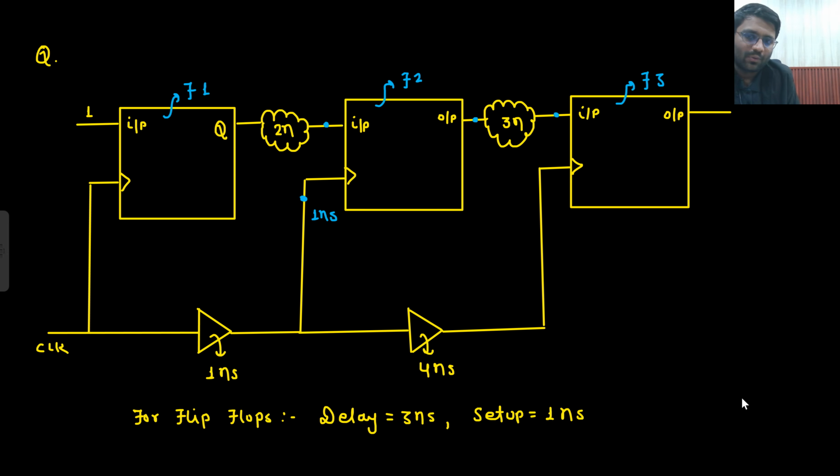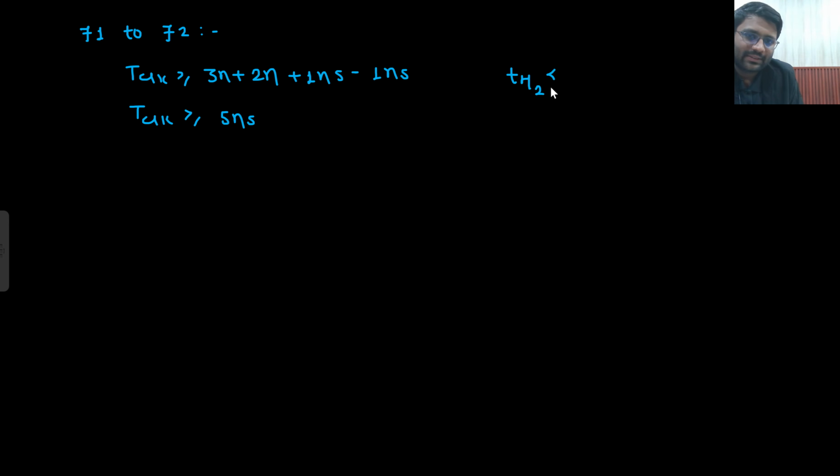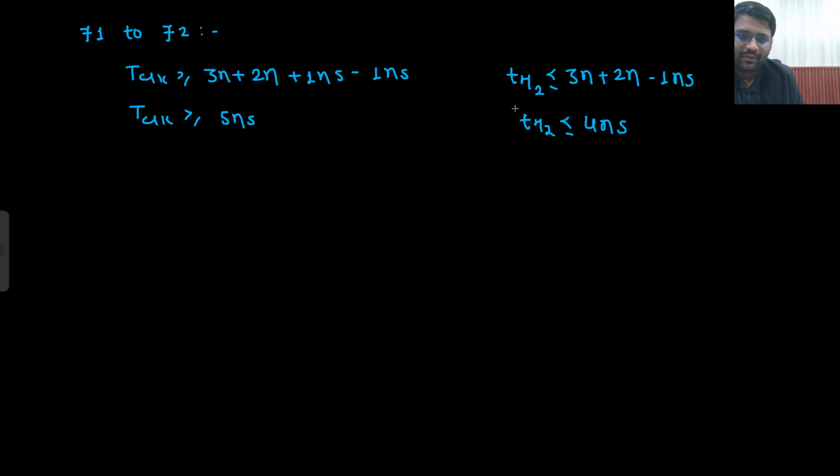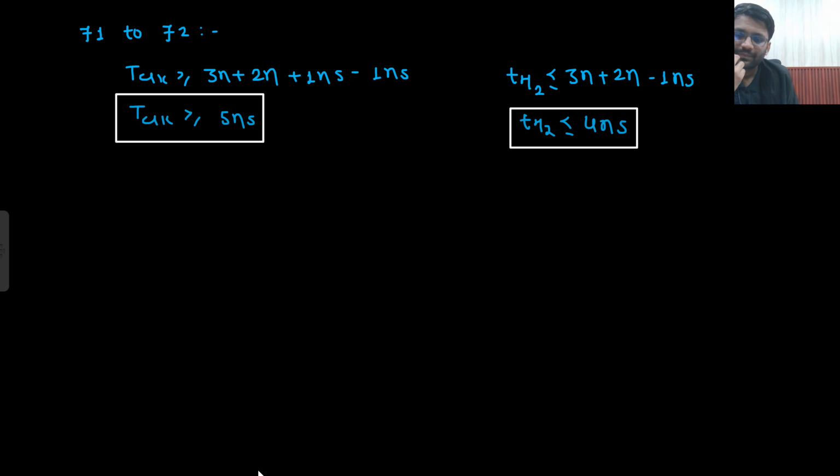Hold of flip-flop 2 should be less than or equal to 3 nanosecond plus 2 nanosecond. Just this 1 nanosecond will not come. Setup time will not come. Minus 1 nanosecond, same, just this particular thing will not come. So your hold time would be less than or equal to 4 nanosecond. So this is the answer of hold time. Okay, and this is your T clock.